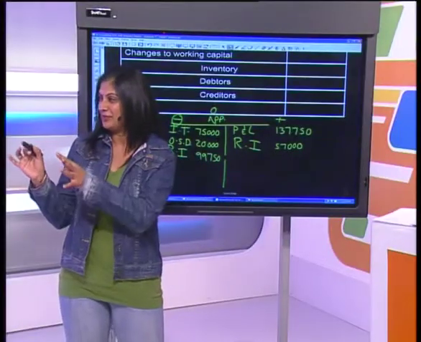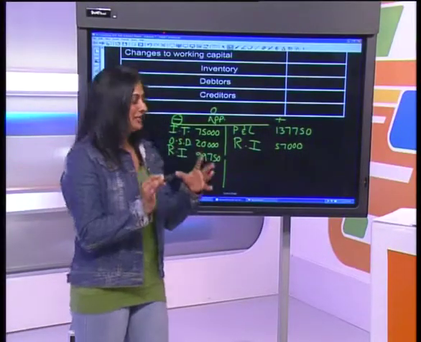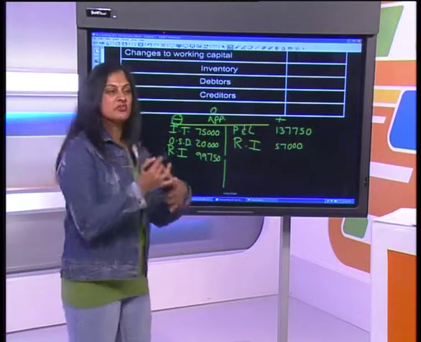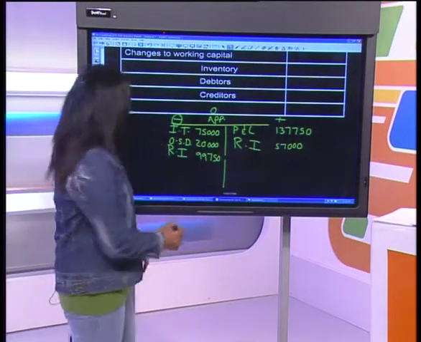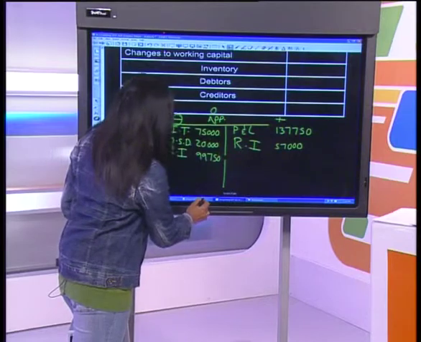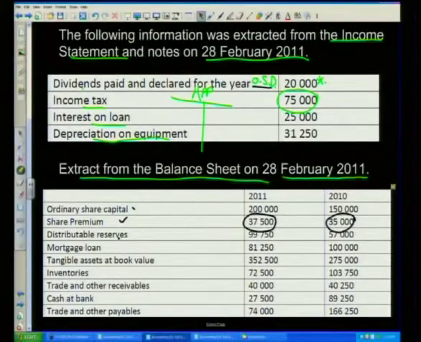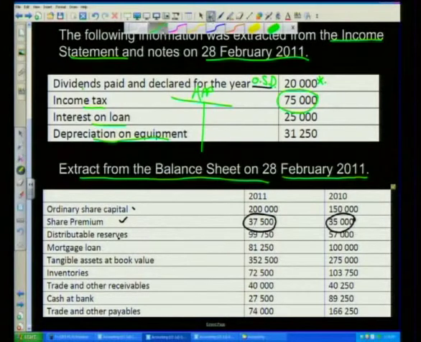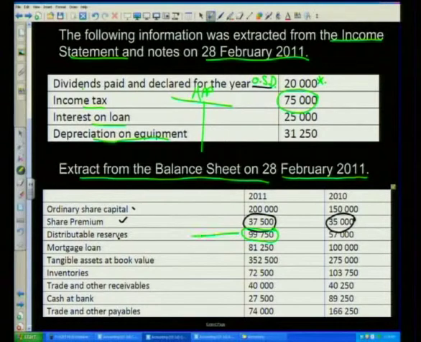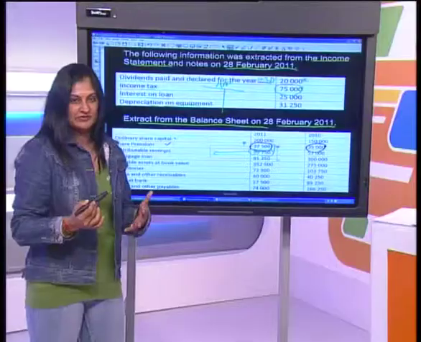Who is it? Safwan. Okay, brilliant. Yes, we've picked up the error. Let me just show the rest of you where the error was. Guys, if we go back to the question, remember we were looking at distributable reserves. And yes, by mistake, instead of taking the amounts below, which obviously was my distributable reserves, I ended up taking the amount above, and that's the mistake that I've obviously made.